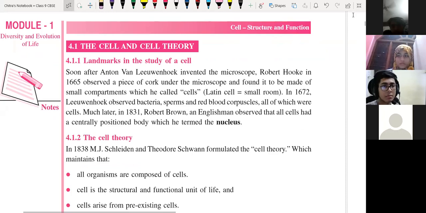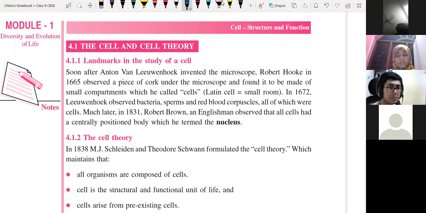So we are going to start the chapter which is the cell. It is the structural and functional unit of life. In the last lecture, we covered the basic part of it: what is the cell, and what are its main types. Today we are going to start the cell theory and a little bit of the historical part.